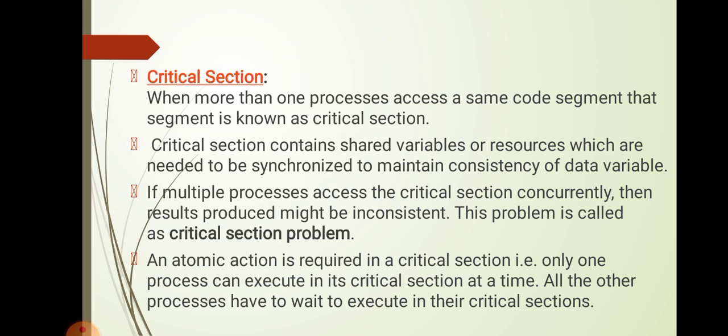Okay, so if multiple processes are executing the same code segment, that section is a critical section. The solution here is that only one process at a time can execute the critical section. All the other remaining processes have to wait until that process completes its execution in its critical section. Clear? Okay, so we'll see the critical section problem.